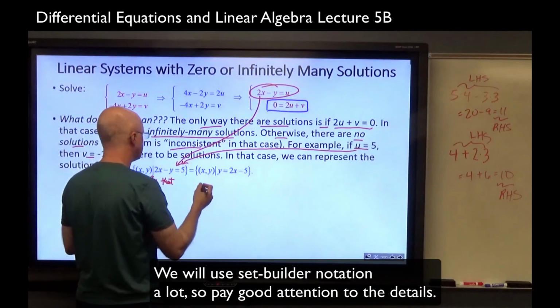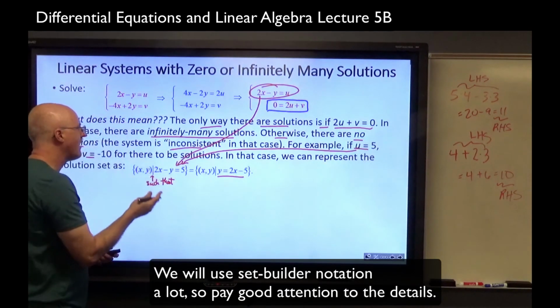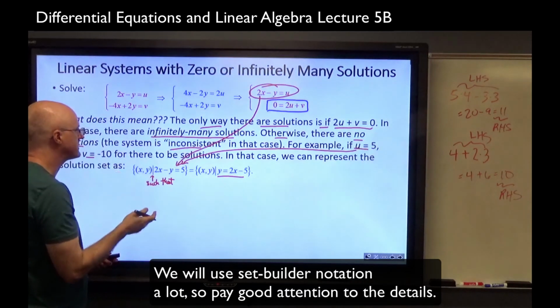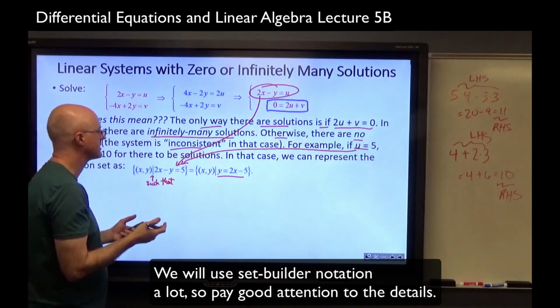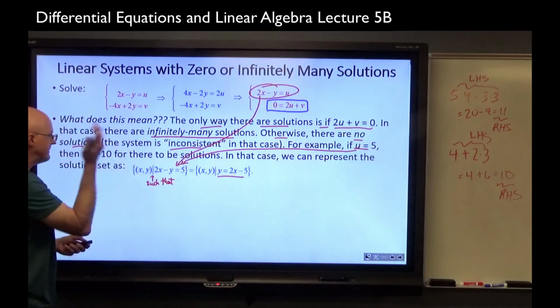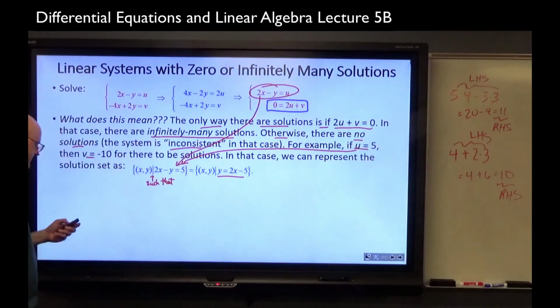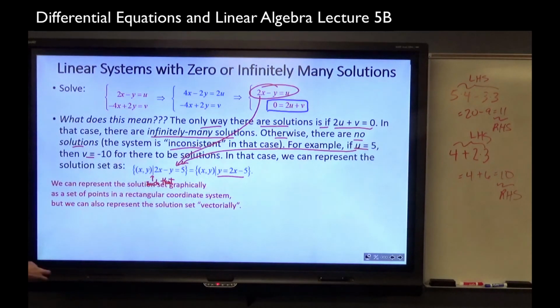U is 5 here, and this equation can be solved for y as a function of x. That line with a slope of 2 and a y-intercept of negative 5, when plotted in a rectangular coordinate system, is the solution set visualized. Technically speaking, you don't have to visualize it. You can just say it's the set of ordered pairs as the solution set. But it's useful to visualize it.